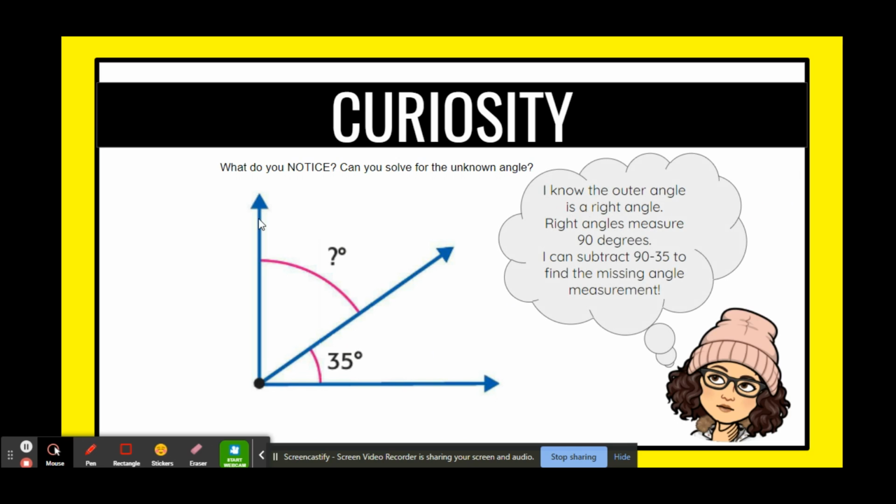So I know that the outer angle, this part right here, is a right angle. Right angles measure 90 degrees. So if I need to find this unknown angle, I can take the 90 degrees and subtract 35 degrees from it to find the missing angle measurement. So go ahead and write that down. 90 minus 35. Pause the video and solve it, and then hit play after you've got it. Did you get 55 degrees?